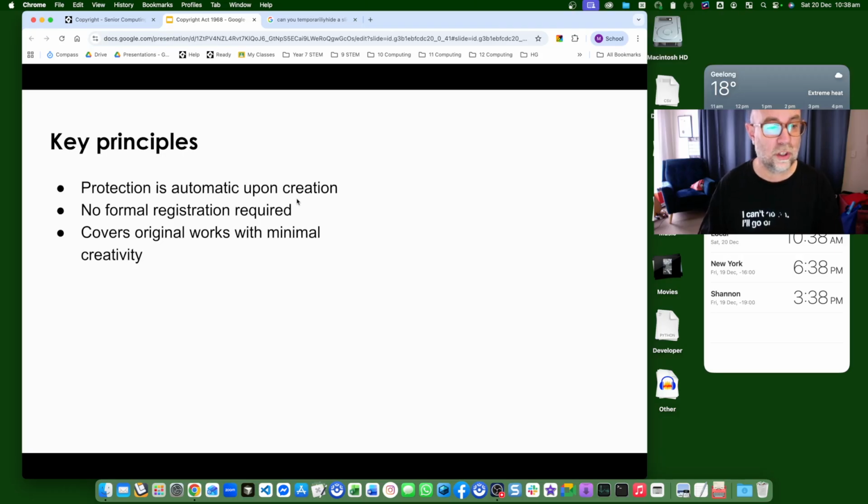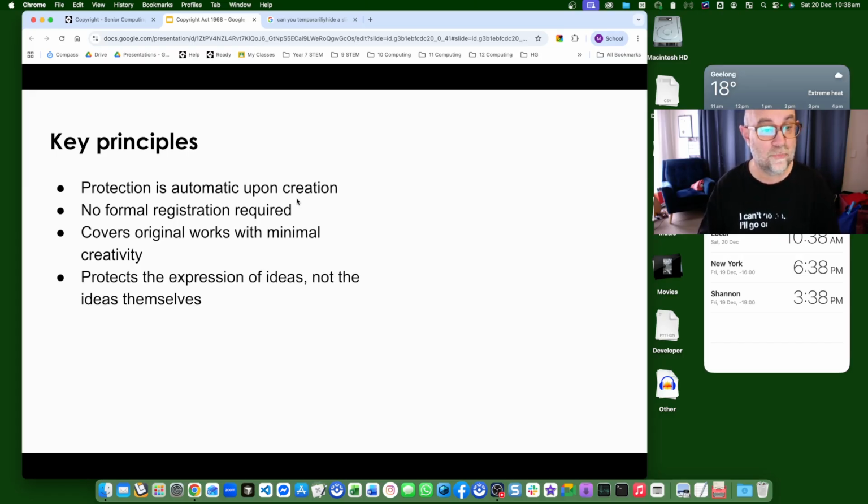It covers works, original works with minimal creativity. So just because I point a camera at my desk and take a photo, even though there is no real creativity in that, it is still covered by copyright. If I write an absolutely pointless song lyric, it is covered. I don't have to record the song or anything.